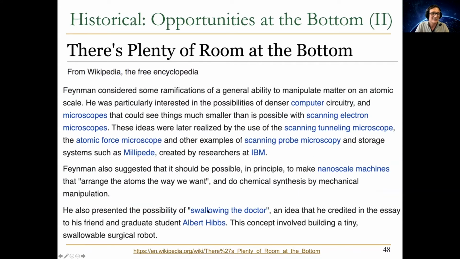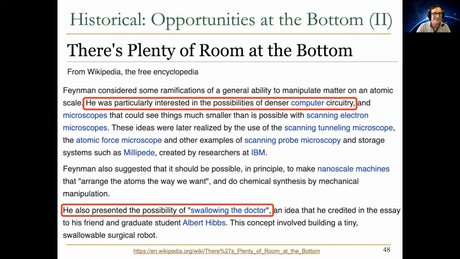But other things that Feynman imagined in this talk was basically denser computer circuitry. Clearly, this is 1959, right? This is actually before Gordon Moore mentioned his law. That was 1965, as we will discuss in the later lectures. He basically suggested it should be possible in principle to make nanoscale machines that arrange the atoms in the way we want and do chemical synthesis by mechanical manipulation. And he also presented this idea that I like, which is essentially a surgical robot, right? Swallowing the doctor, he said over here.